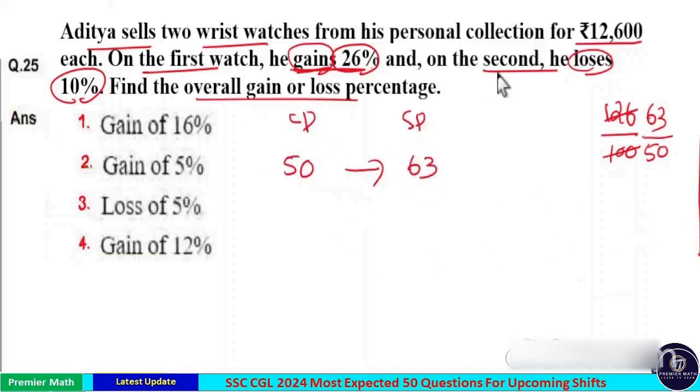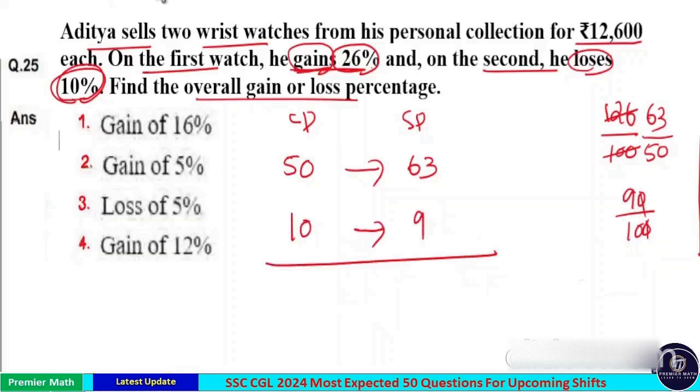Now, on the second, he loses 10%. So, loss of 10% means 90% remaining. So, 90 by 100. That is, if 10 part is the cost price, 9 part is the selling price.